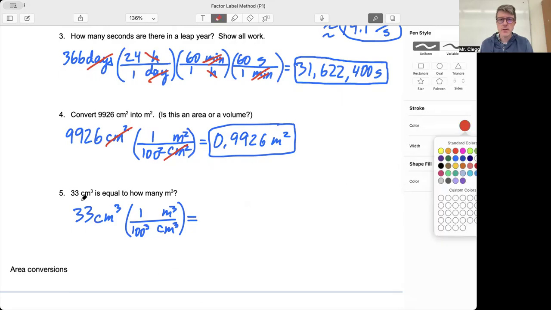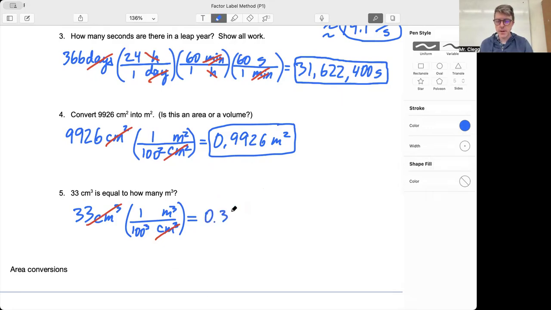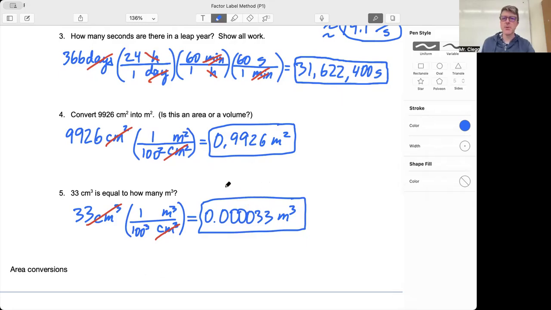All right, we're going to cancel this. Cancel that, and now we can just pick up the calculator. We don't need to worry about it. If you know what 100 cubed is, it's a million. But you don't have to remember that. It's just 33 divided by 100 cubed. And you are done. And you have 0.000033 cubic meters. There we go. Save your brain power for something else. This is a quick, smart way to do this.